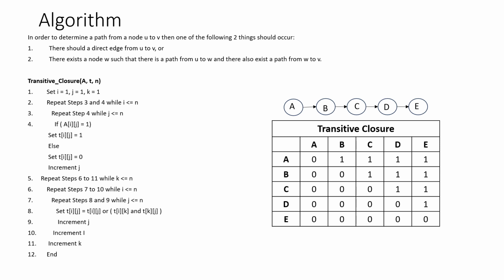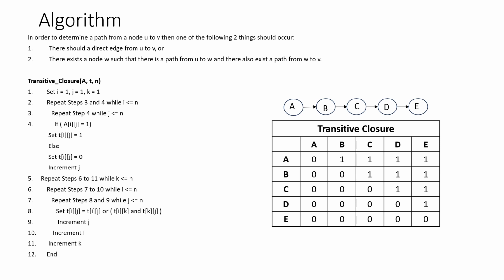Now let's try to find the path from C to E. For finding the path from C to E, let's consider D as an intermediate vertex. C and D are connected by an edge, so there exists a path from C to D. And D and E are also connected by an edge, so there also exists a path from D to E. Since there exists a path from C to D and a path from D to E, we can say that there exists a path from C to E. We have successfully found the path from C to E.